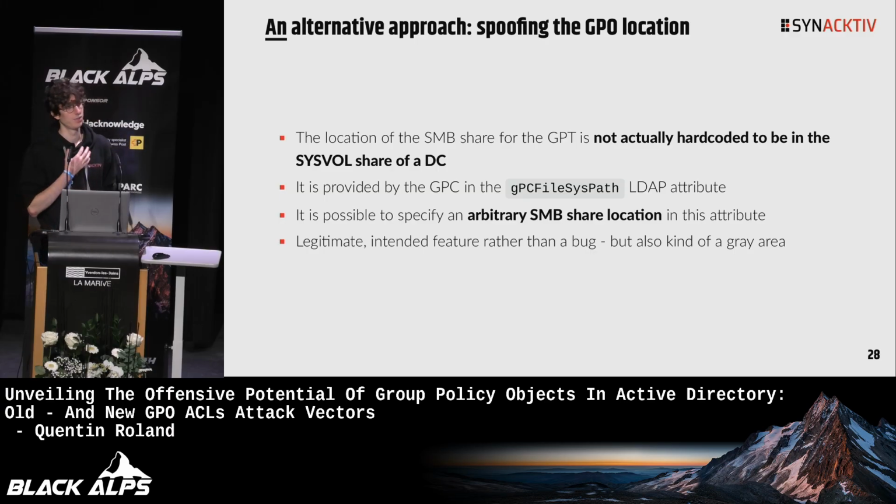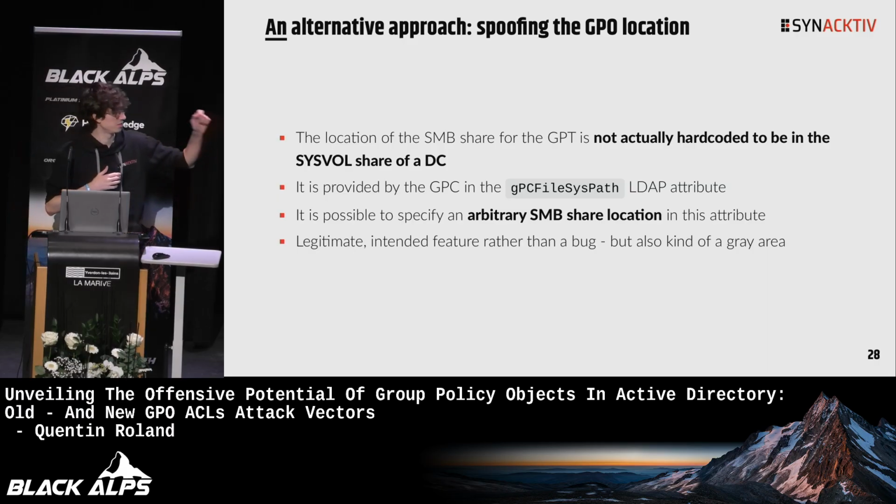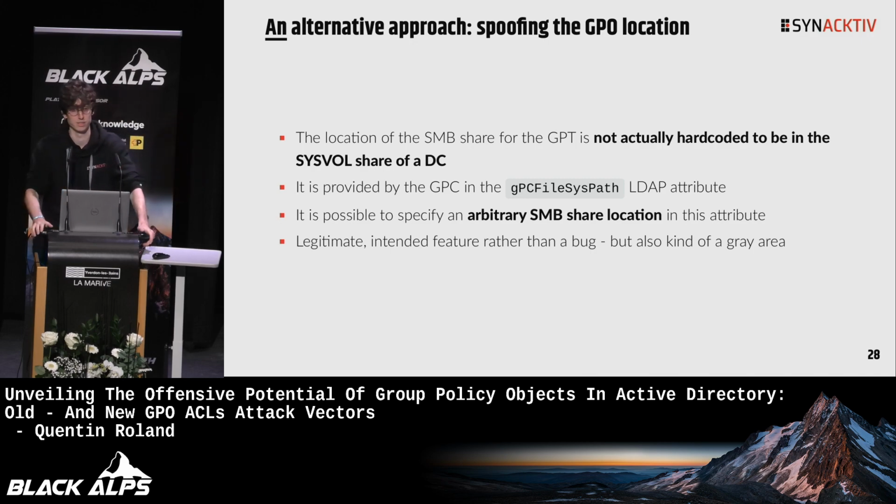Actually, it is not required for you to host your GPO files on the sysvol share of a domain. You can actually host them anywhere that the gPCFileSysPath LDAP attribute points to. So you can define an arbitrary SMB share location in the gPCFileSysPath, and this will be where your group policy template file will be located. It doesn't even have to be on a domain machine. As long as the clients have network access to this SMB server, you can totally host your file there. And this is not a bug, right? Microsoft said that this is a legitimate, intended feature.